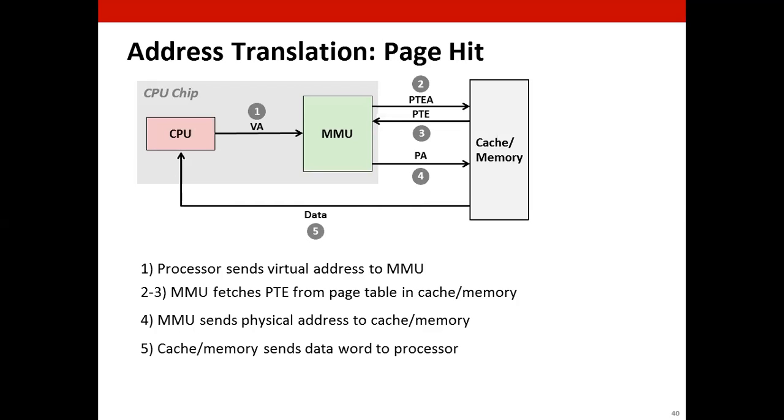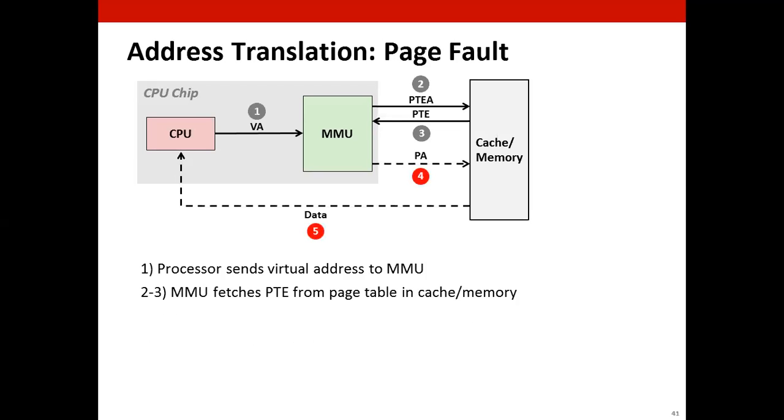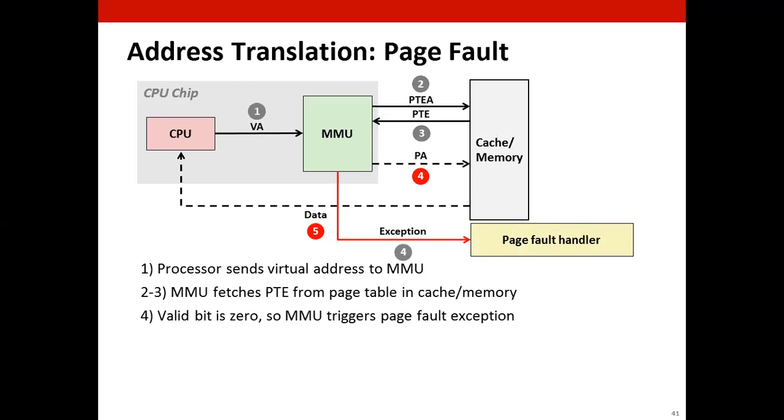And what happens on a page fault? Well, on a page fault, we've gone and gotten our page table entry, brought that back to the memory management unit, and found that the page is invalid. So we now have to involve the operating system in helping us get that page from disk and loading it into the physical memory. So that's going to cause an exception that goes to the page fault handler, which is a special piece of code in the operating system that knows what to do with these situations.